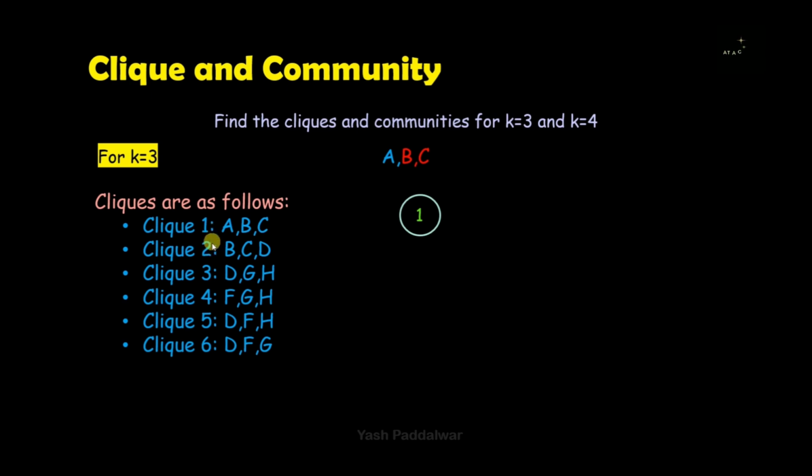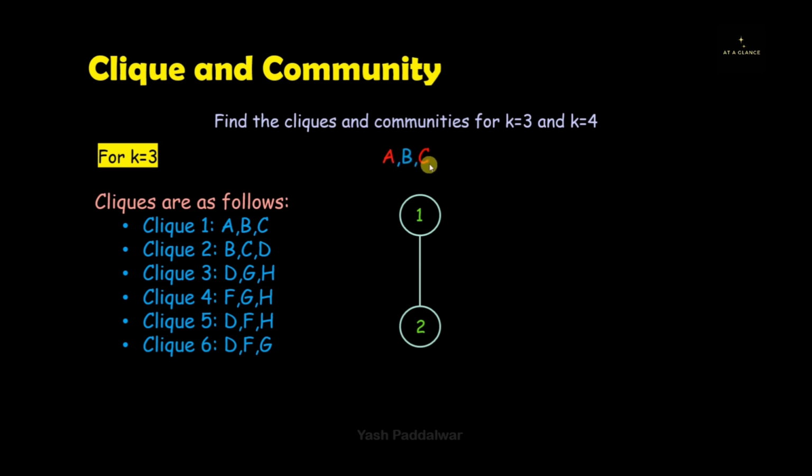That means 2 nodes B and C are shared among the 2 cliques, that is clique 1 and clique 2. So we can form a connection between the 2 cliques 1 and 2, and hence clique 1 and 2 form one community. So therefore this is how the communities are formed.